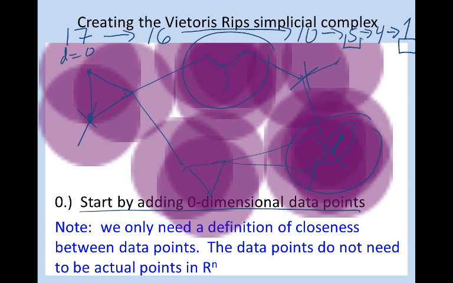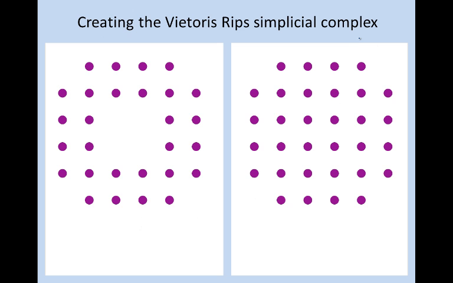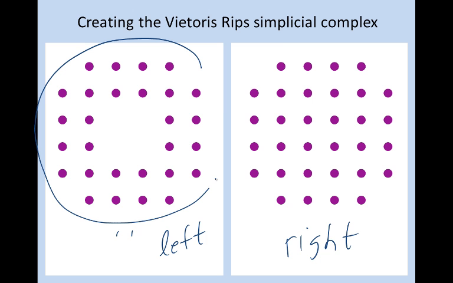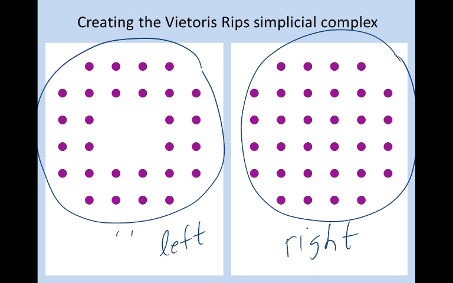Let's now compare the following two examples. Based on eyesight, how many clusters do you see on the left versus how many clusters do you see on the right? Well, I see just one cluster on the left and just one cluster on the right. But for my data on the left, I have a hole in this data. To better see this hole, let's construct its Vietoris-Rips complex for this set of data on the left.